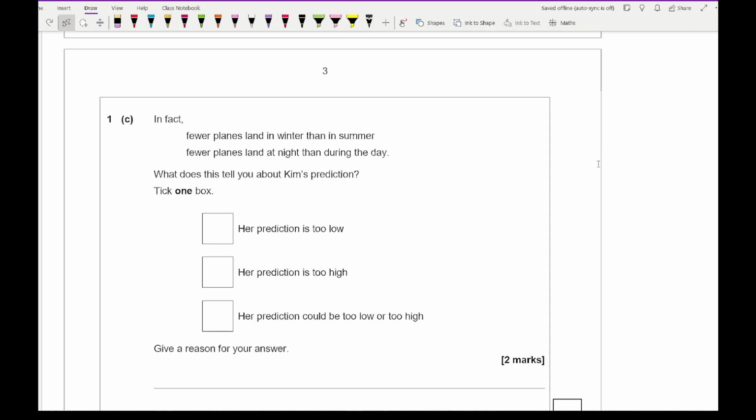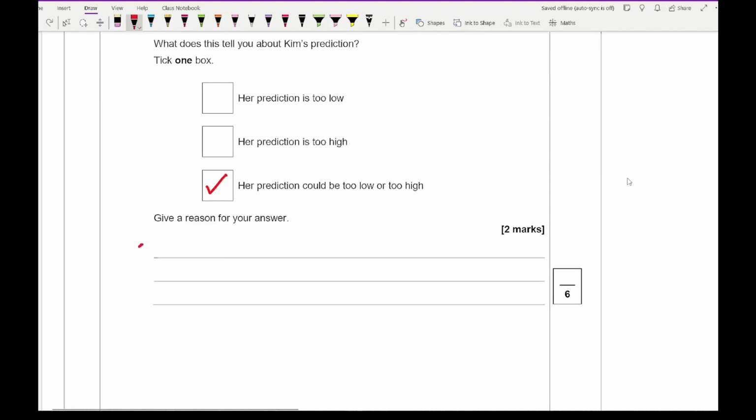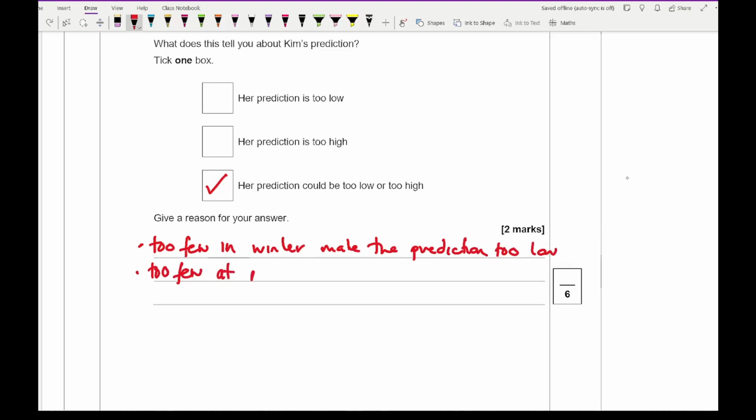Then moving on to 1C, it says, in fact, fewer planes land in the winter than in the summer. Fewer planes land at night than during the day. What does this tell you about Kim's prediction? Well, the box that we need to tick is that her prediction could be too low or too high. And the reason for that is because too few in winter make the prediction too low, and too few at night make the prediction too high. So something along those lines would be absolutely fine.